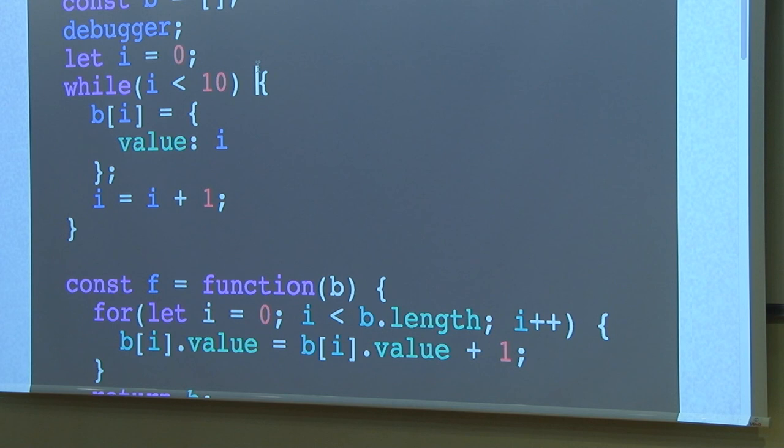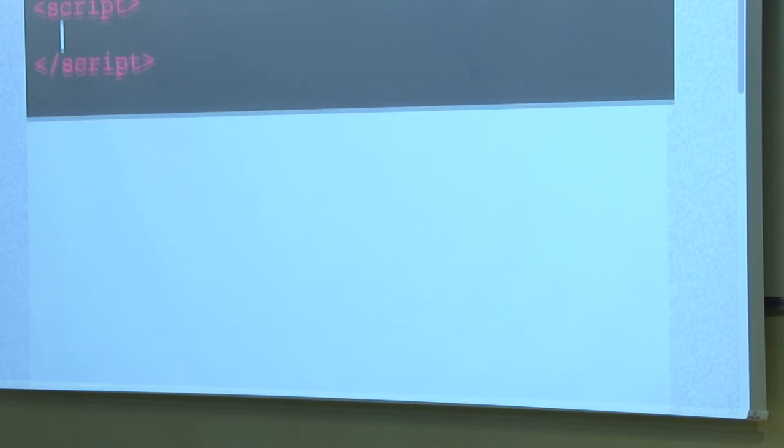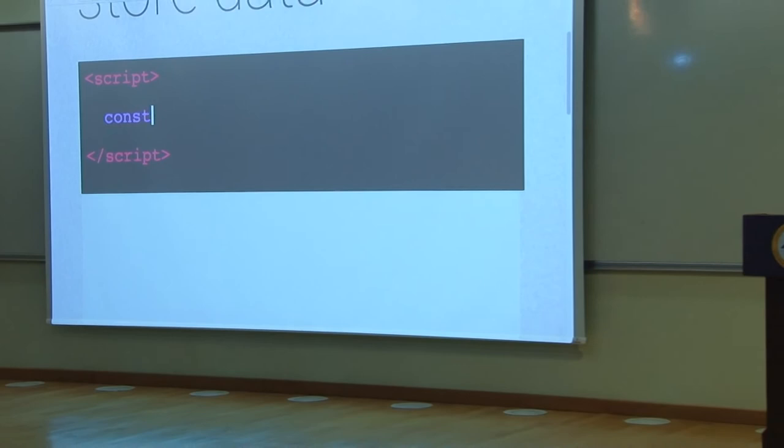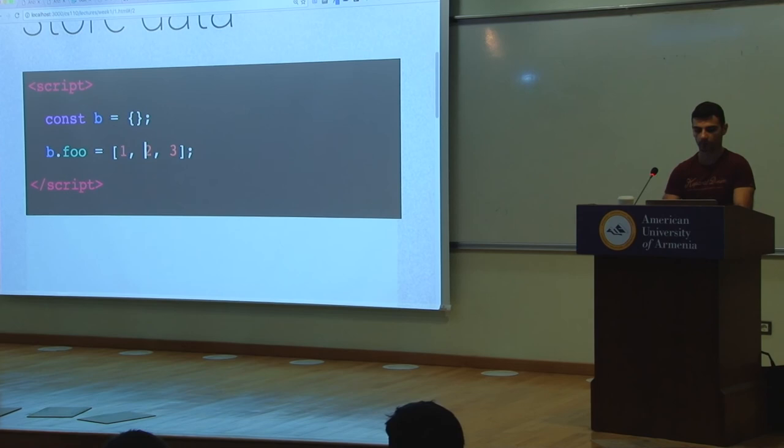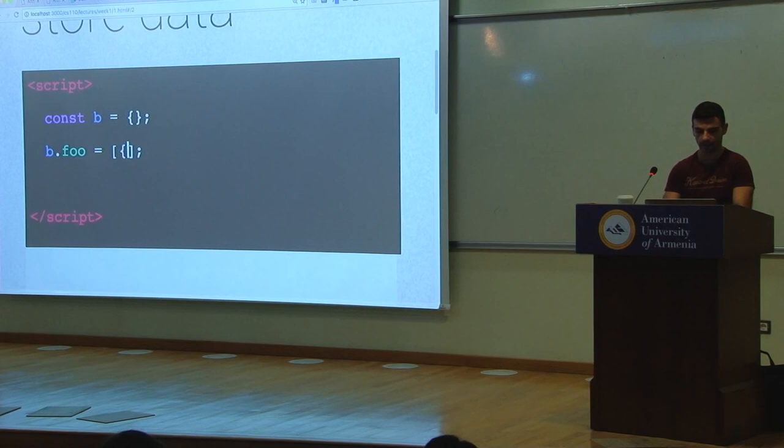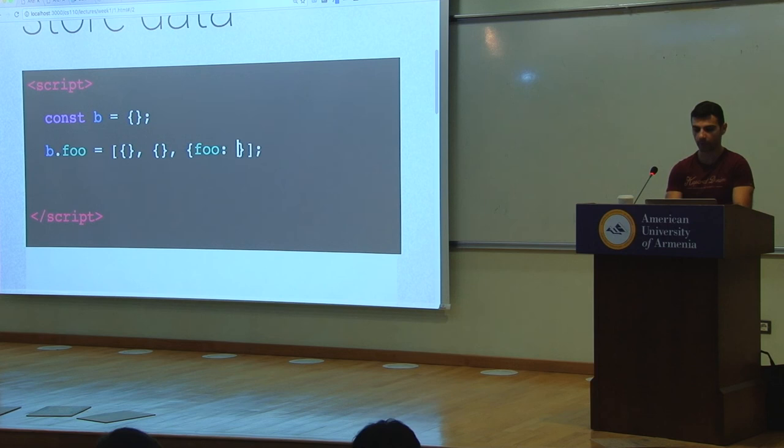So remember how I said you can have an object inside of an array? Well, you can also have an array inside of an object. So let's have this be the object. B.foo can be an array, which can have 1, 2, and 3 inside. In fact, the array can have other objects. And those objects can have arrays. Arrays can have arrays inside. These are called multi-dimensional arrays. Arrays can have arrays inside of arrays.